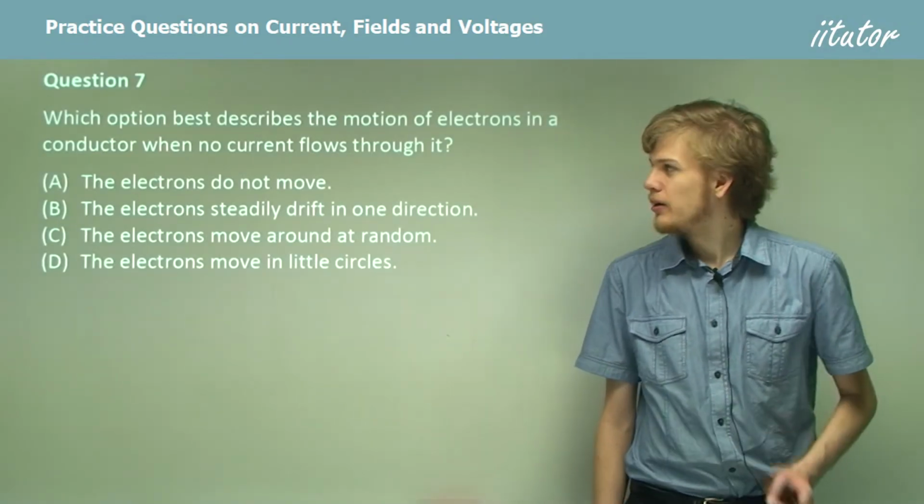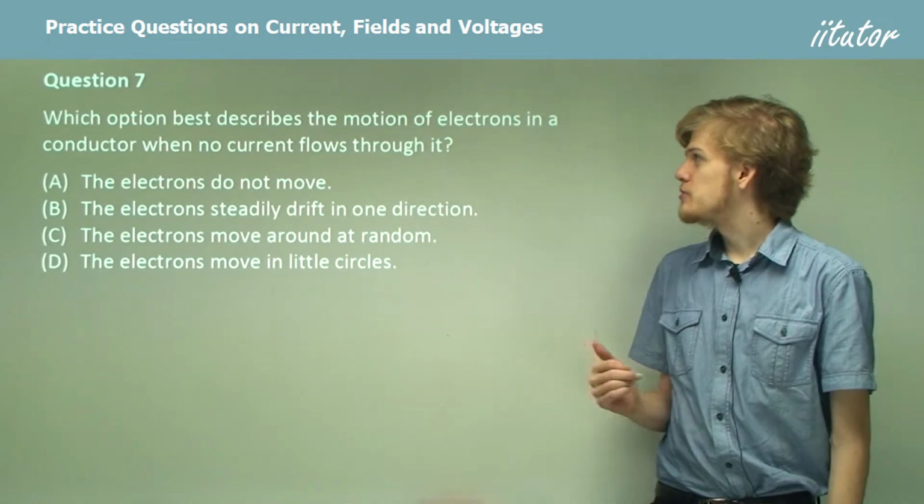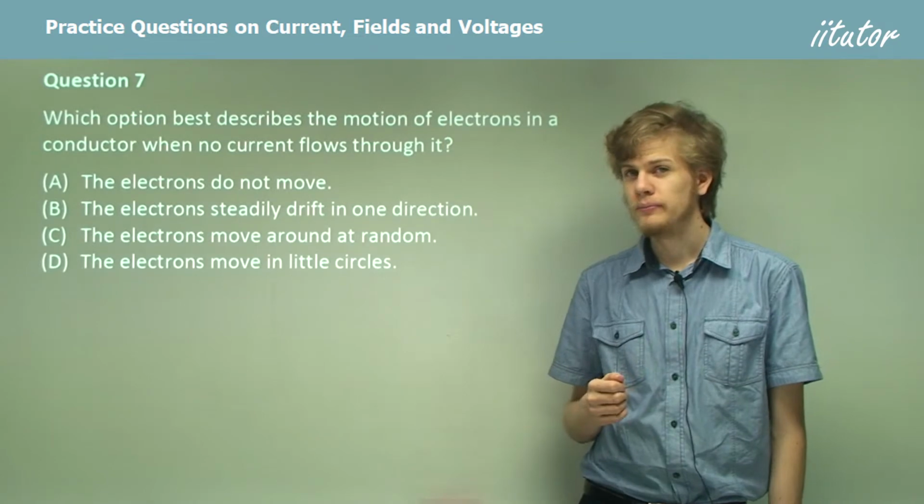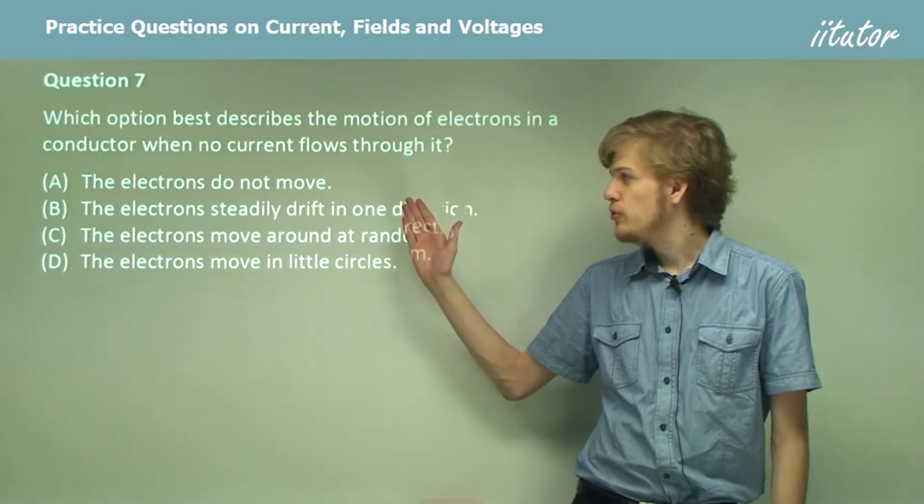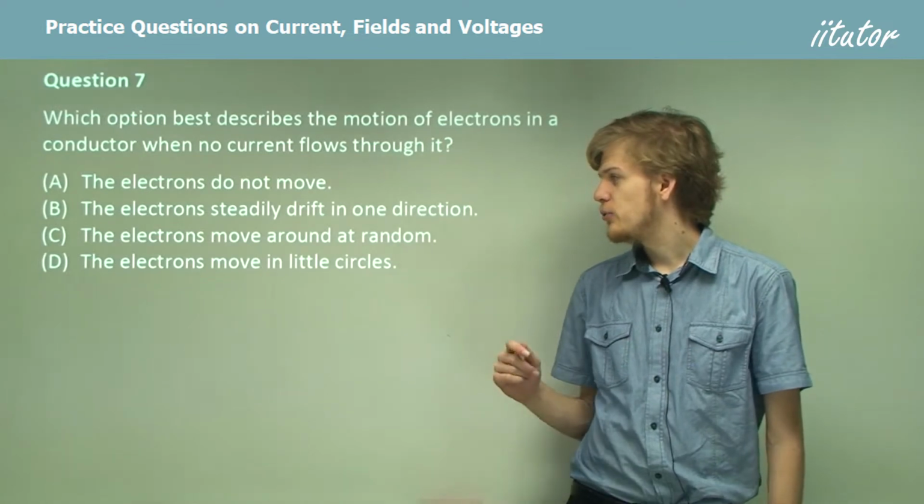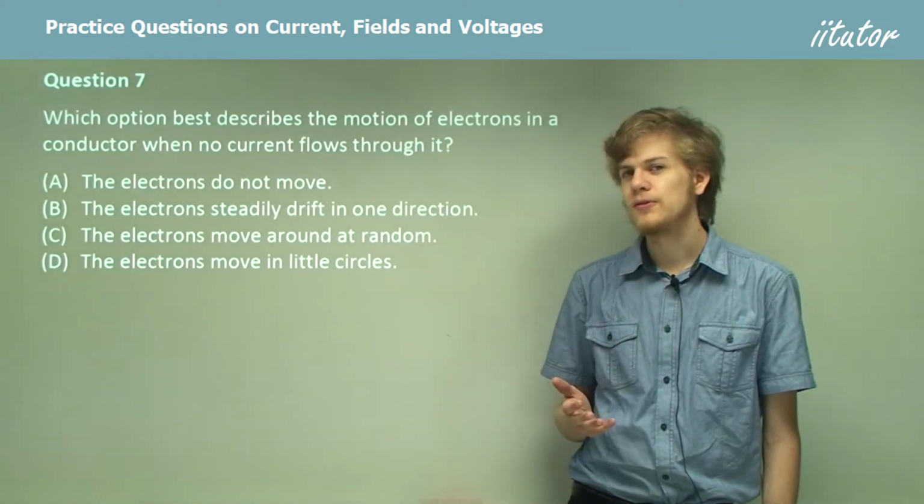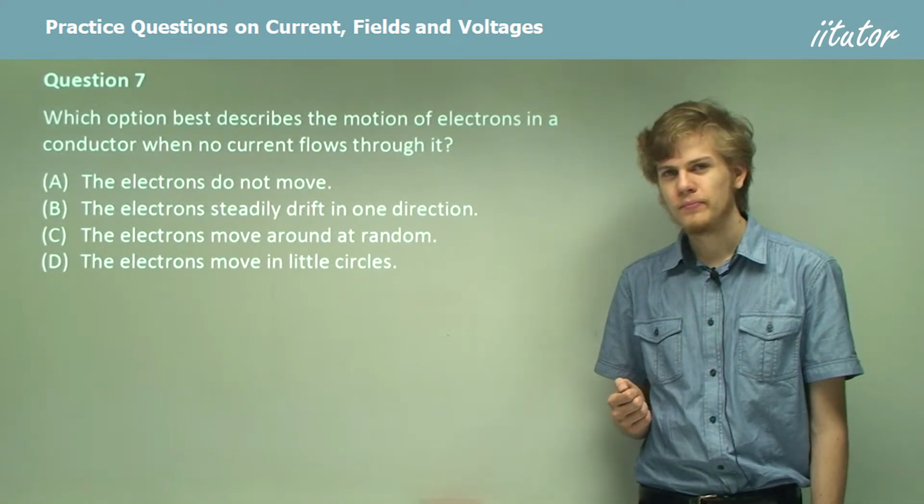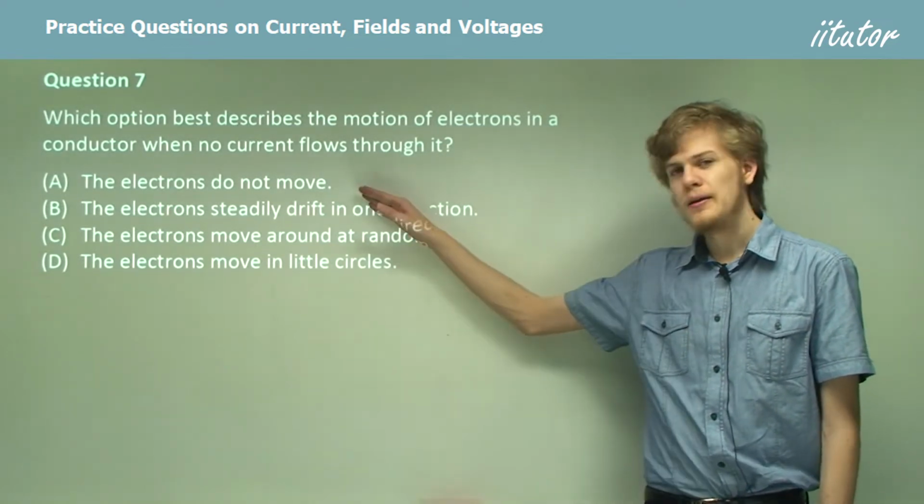Question 7. Which option best describes the motion of electrons in a conductor when no current flows through it? The electrons do not move, the electrons steadily drift in one direction, the electrons move around at random, or the electrons move in little circles. So what's the best answer out of these four? I'll tell you right away, it's not A.